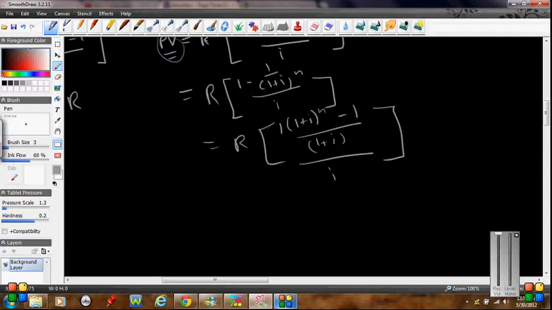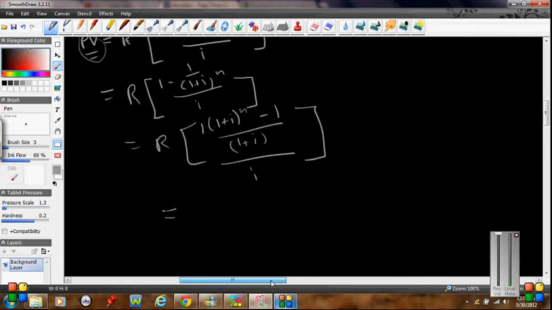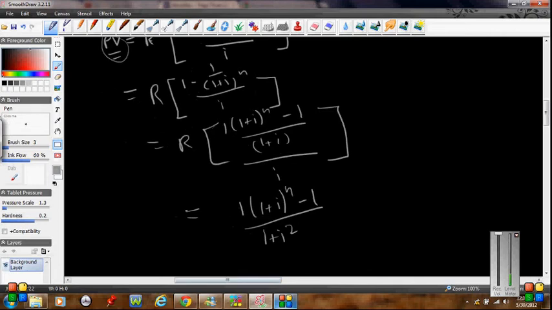And now we can multiply the I on the bottom with the I on top. Okay, I did that. So now you multiply that up there, so you'll have 1 plus I to the power of n minus 1 divided by 1 plus I times I. Let's write, we have I plus I squared at the bottom now. So now we can look at this, all multiplied by R.